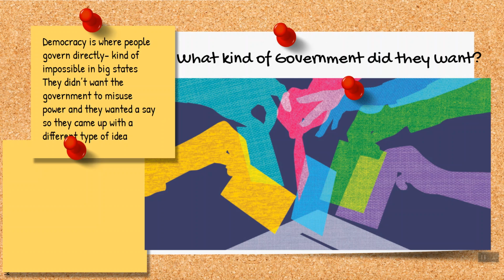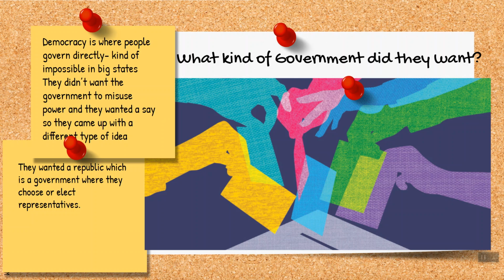And then one thing is they didn't want the government to misuse power, and they wanted a say, so they came up with a different idea. They wanted the democracy because they wanted a say, because they didn't want their big central government to be super powerful. However, they knew that wasn't very practical, so they came up with something new. And it's called a republic. They wanted a republic, which is a government where they choose or elect representatives.